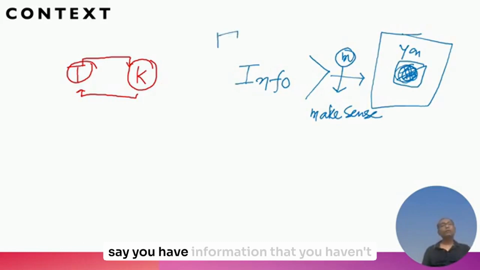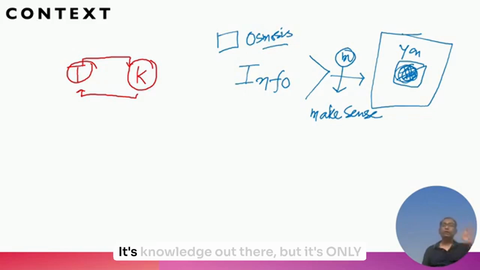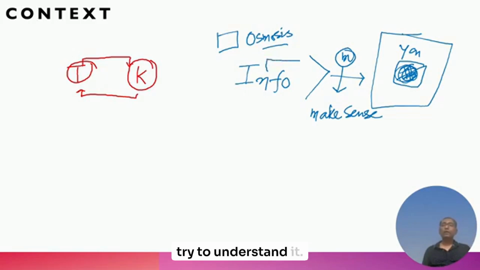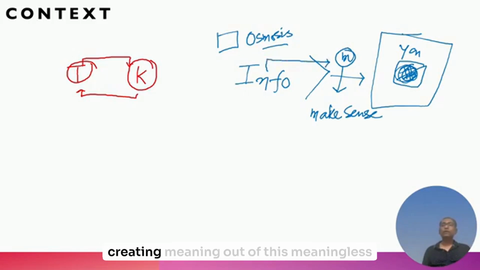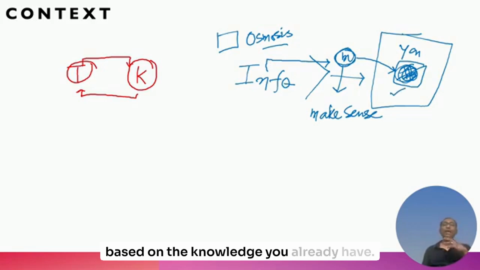Say you have information that you haven't learned yet. Let's consider osmosis. It's a construct in biology. It's knowledge out there, but it's information for you because you haven't learned it. When you try to learn this information, you try to understand it, what you'll be doing is you're creating meaning out of this meaningless information by making sense of osmosis. You always make sense of new information based on the knowledge you already have.